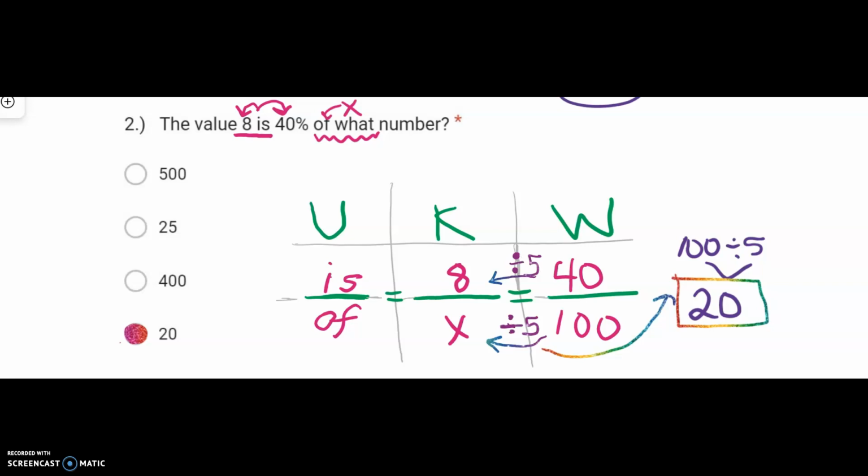And then I follow my pattern. So I had to go towards the unknown, so in this case I went left towards the x. And following that, I went from 40 to 8, which was divided by 5 on the top of our fraction there. And then I followed the same pattern from the 100 to the x, and I divided by 5. And 100 divided by 5 gives me 20. So the value 8 is 40% of 20.